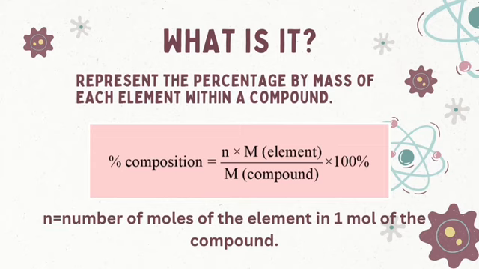Percent composition represents the percentage by mass of each element within a compound. It is calculated using the formula: percent composition equals n, the number of moles of the element, times M of the element, the element's molar mass, divided by M of the compound, the compound's total molar mass, times 100%.